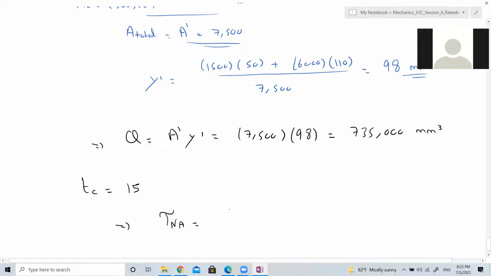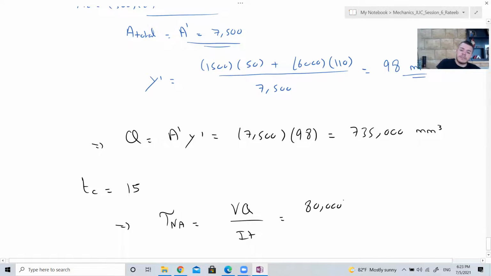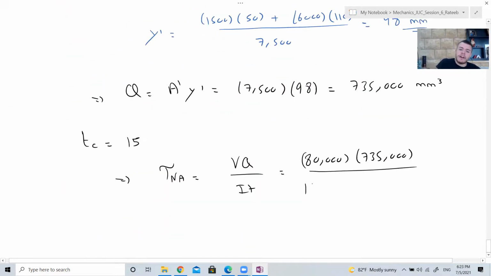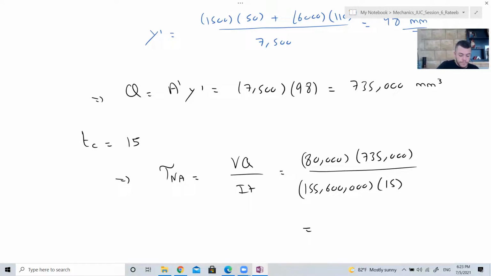So, doctor, the shear stress at the neutral axis is VQ over IT. V is 80,000. Q is 735,000. I is 155,600,000. And T is 15. So the shear stress at the neutral axis is what? It is 25.192 megapascal.